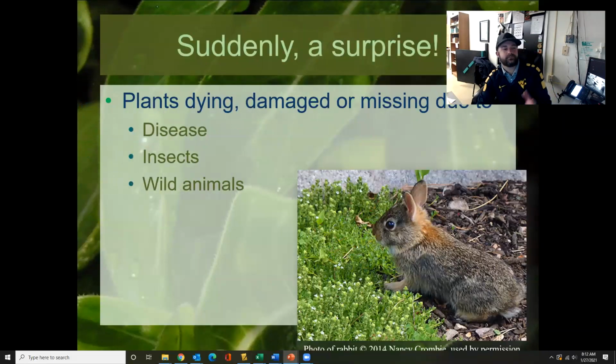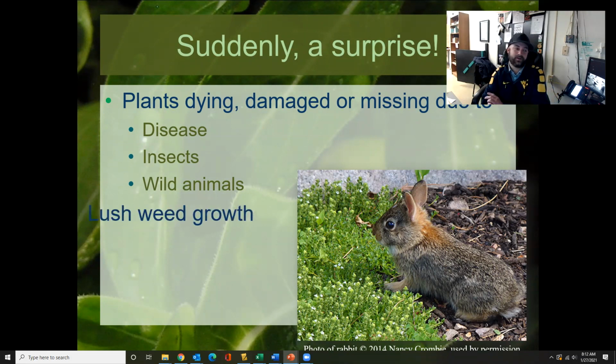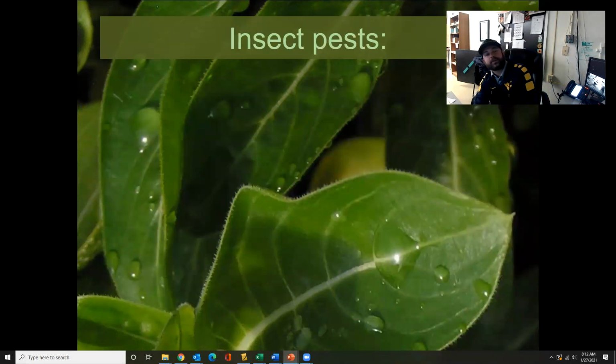So, sudden, a surprise: plants dying, damaged, or missing due to disease, insects, or wild animals. The common rabbit here, down on the bottom right, is a definite destroyer of gardens, just trying to get some food for itself, but there are definitely some ways we can keep those out. Lush weed growth can also be an issue as well.